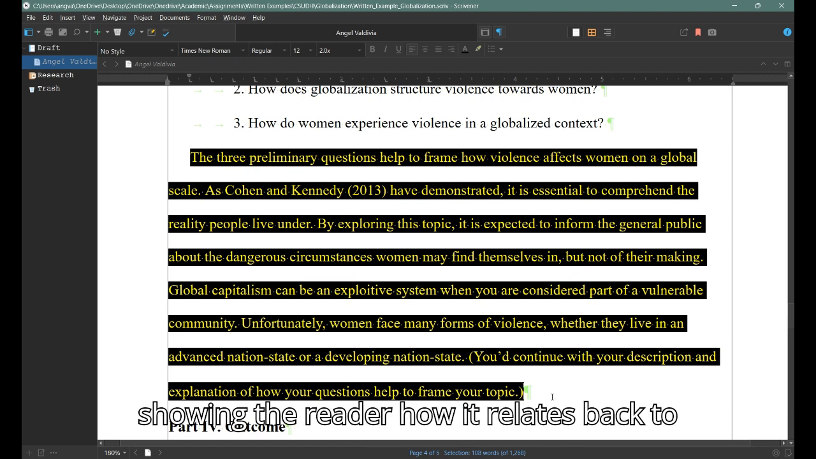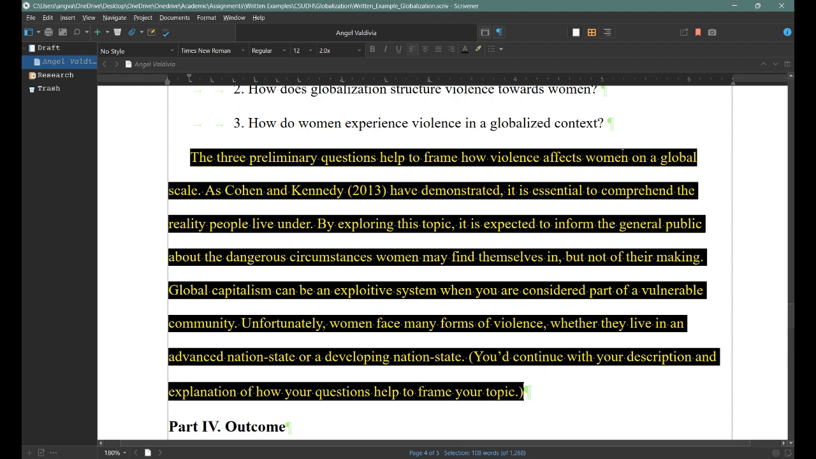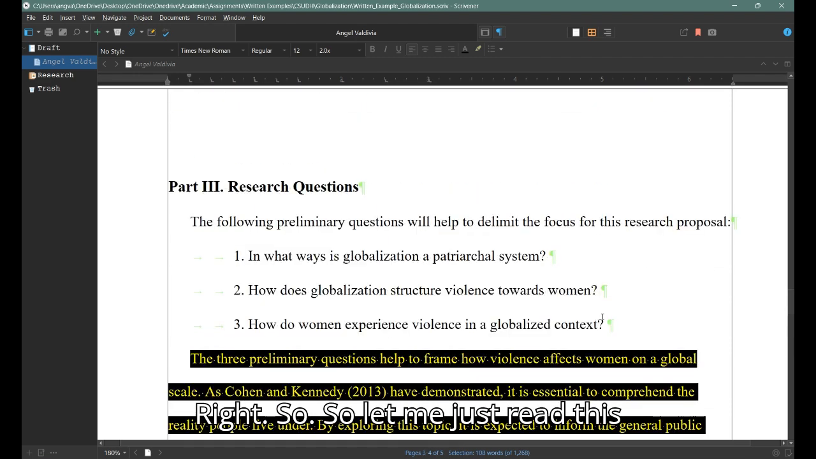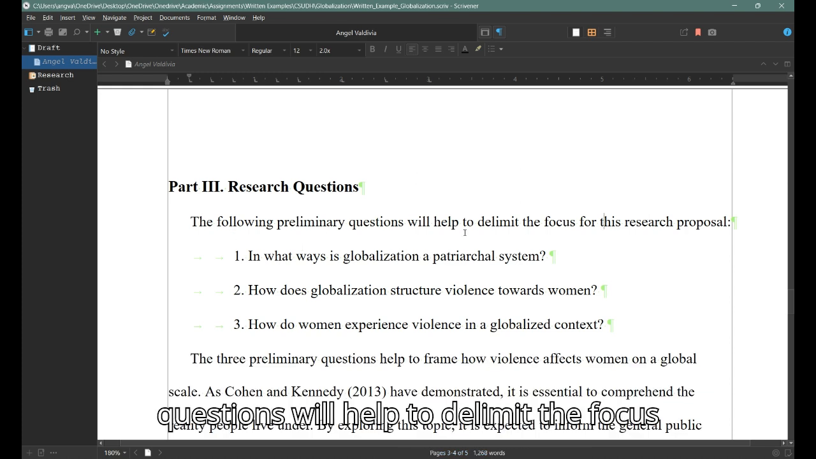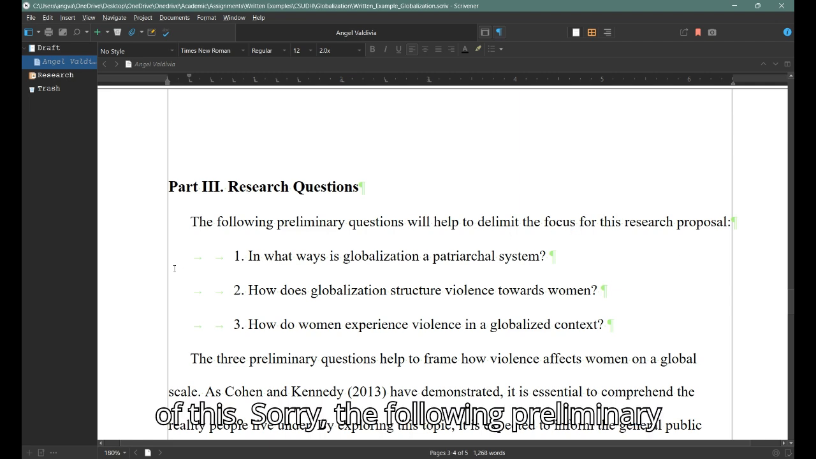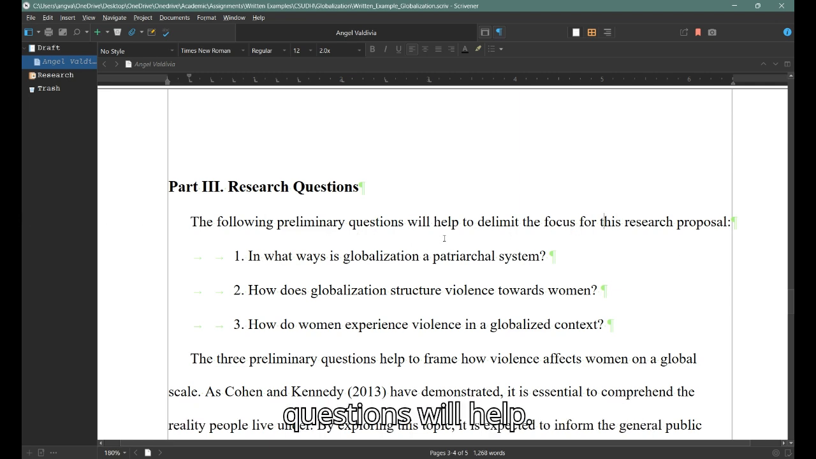Showing the reader how it relates back to your topic. Right. So let me just read this section. The following preliminary questions will help to delimit the focus of this study. Sorry, the following preliminary questions will help.